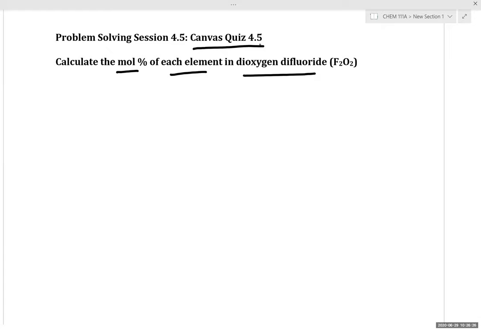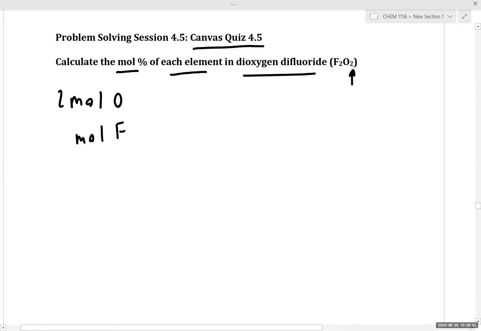Okay, so let's talk about this example. So in dioxygen difluoride, how many moles of oxygen do we have? How many oxygen atoms do we have? Two. Yeah, we have 2 moles of oxygen. And how many moles of fluorine do we have? 2. Okay, so the mole percentage of oxygen would be equal to 2 moles of oxygen over our total moles.